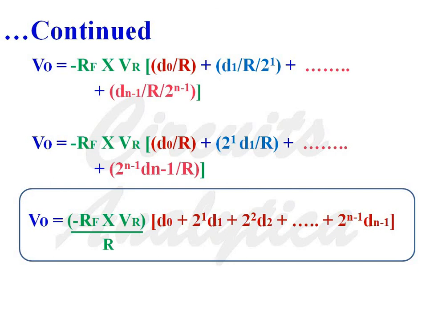So here R is a common term in the denominator. So we can rewrite the above expression as V0 is equal to minus Rf into VR divided by R into D0 plus 2 raised to 1 D1 plus 2 raised to 2 D2 plus etc. 2 raised to n minus 1 Dn minus 1. This is the expression for output voltage of an n-bit binary weighted resistor network digital to analog converter.